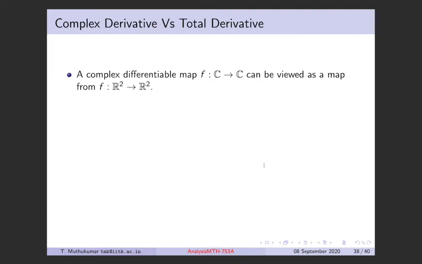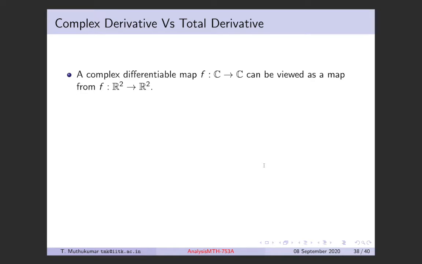Now let's compare the complex derivative and the total derivative. You remember that the complex map is from C to C, and C can be seen as R2. So any complex map can be seen as a map from R2 to R2, and in R2 to R2 there is a notion of Frechet derivative or total derivative, and from C to C there is a notion of complex derivative. And we have seen that the definitions are different.